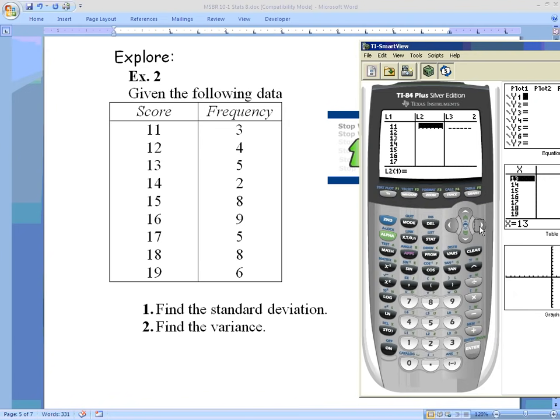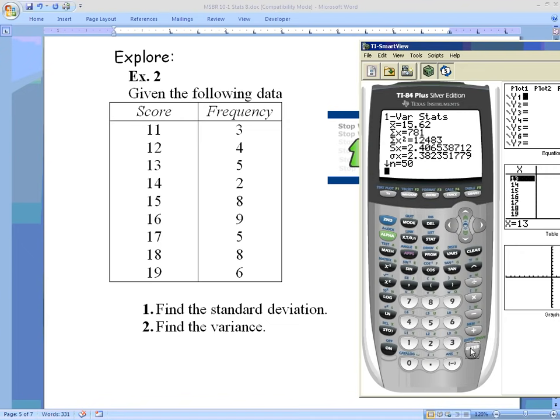Then I've got my frequencies. So 3, 4, 5, 2, 8, 9, 5, 8, and 6. When I'm all said and done, I should have a blank here for the cursor for each one of those lists to show that I have the same number of values. And I'm going to go to Stat, Calculate, one variable stats. This time I have a frequency list. I need to tell it where it is. So I have L1 for my data, and then L2, list 2 for my frequency, separated by a comma here.